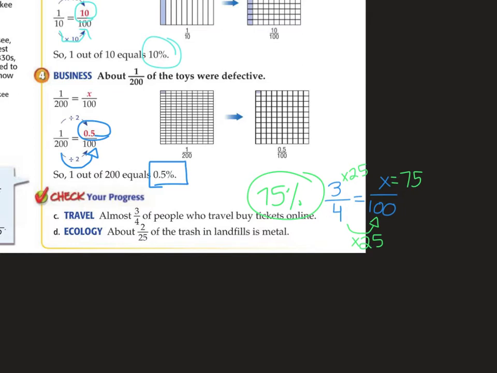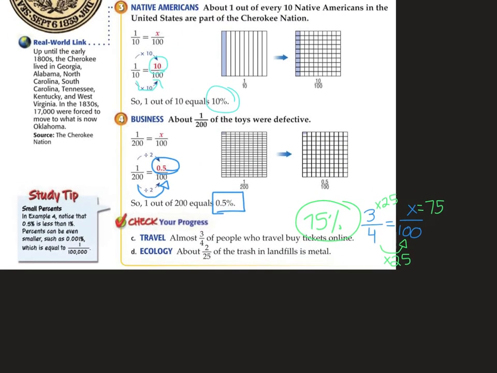Looking at this last example on this page, about 2 out of 25 of the trash in landfills is metal. So we're going to set up our equivalent fraction. We have 2 over 25 equals x over 100. I'm going to think, what times 25 gives me 100? And I know 4 times 25 is 100. So 2 times 4, x equals 8, or 8%.